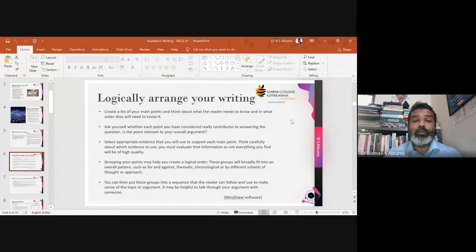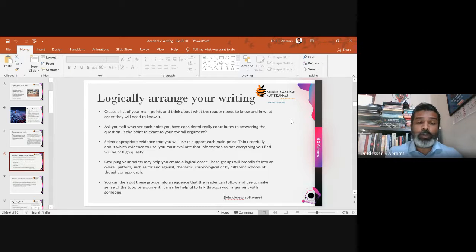So create a list of your main body paragraphs, main points, and think about what the reader needs to know and in what order they will need to know it, how it should be given to the reader. So ask yourself whether each point you have considered really contributes to answering the question. Is the point relevant to your overall argument? So it should be well connected as well.